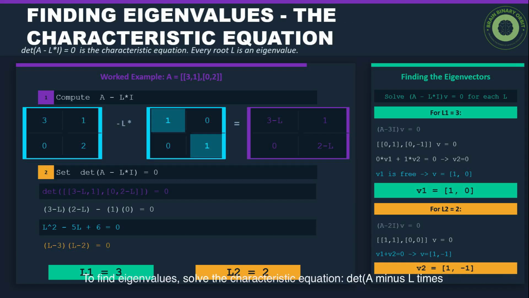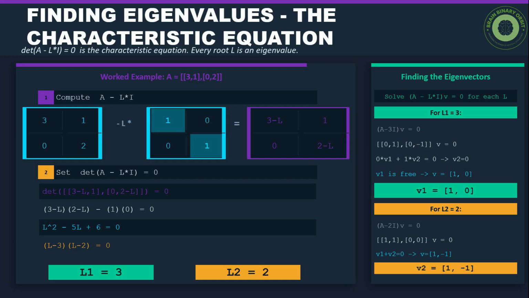To find eigenvalues, solve the characteristic equation. Det(A minus lambda I) equals 0. For A equals [3, 1; 0, 2], form the matrix [3 minus lambda, 1; 0, 2 minus lambda], set its determinant to 0. The determinant is (3 minus lambda)(2 minus lambda) minus 0 equals lambda squared minus 5 lambda plus 6 equals (lambda minus 3)(lambda minus 2). So lambda 1 equals 3 and lambda 2 equals 2.